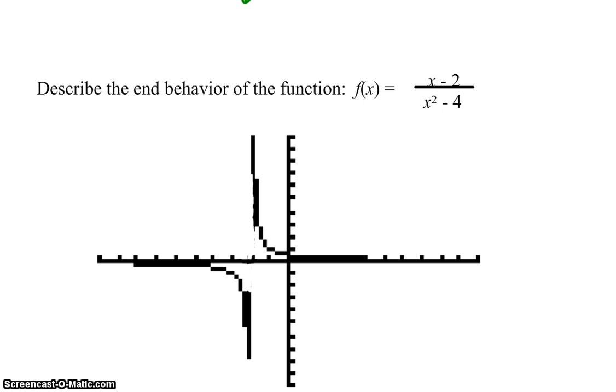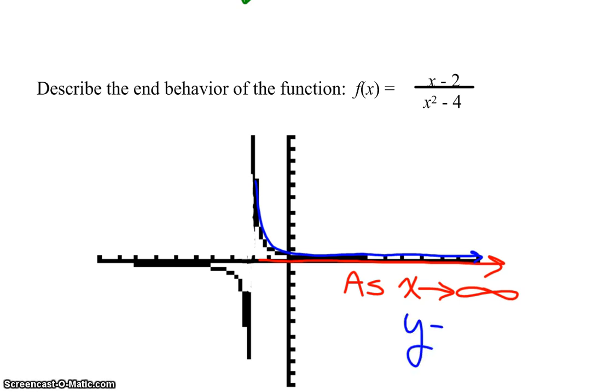Let's look at a different function. On this problem, as x approaches infinity, so I'm starting here near the asymptote and going to the right, what is happening to my y values? Well, my graph looks like this. My y values are getting smaller and smaller and smaller, and they're getting very, very close to the value y equals 0. So I would say y approaches 0.